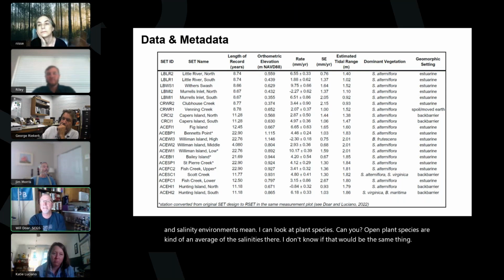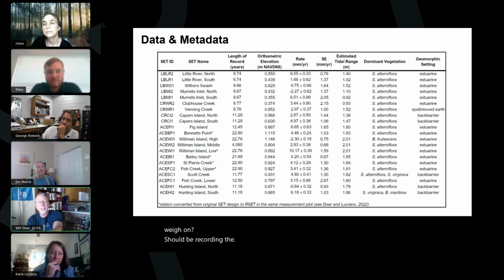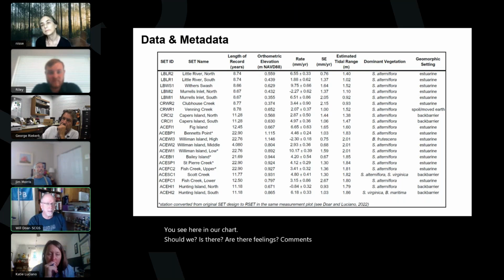Someone who's more into the biology or chemistry side of things, can y'all weigh in on whether we should be recording salinity? We're recording the plants observed at the stations, as you see here in our chart. Are there feelings or comments about the salinities?